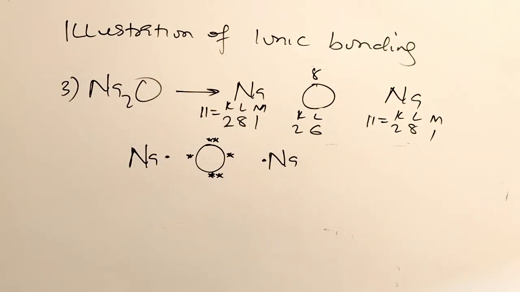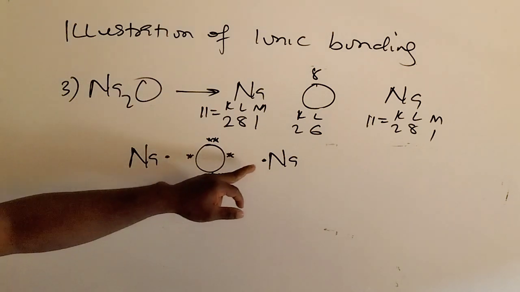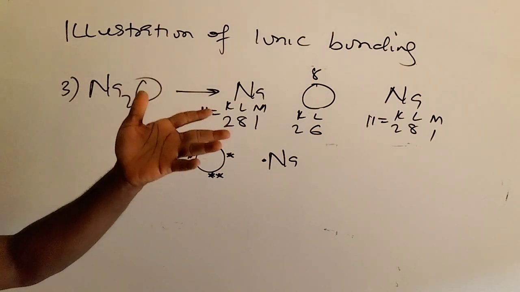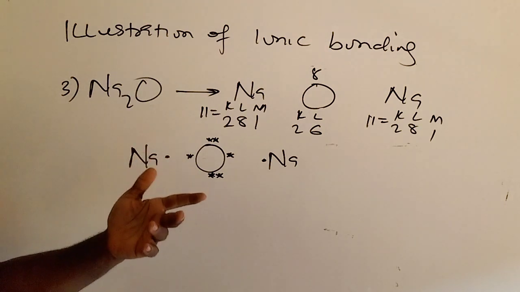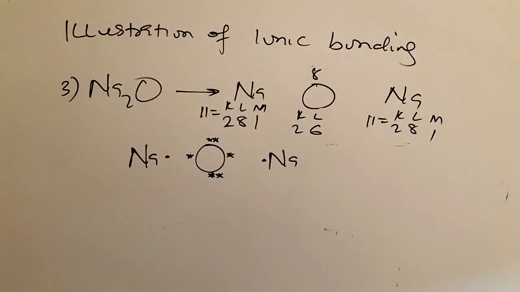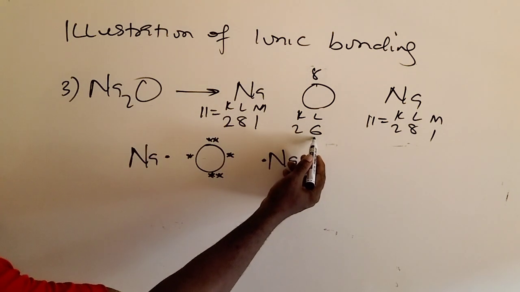So you see that shows that the metal will lose. If the metal has 1, the 1 will go off. If it has 2, it will lose the 2. And if it has 3, it will lose the 3. But the non-metal will accept. This one needs 8 to become complete, so an extra 2 is required.